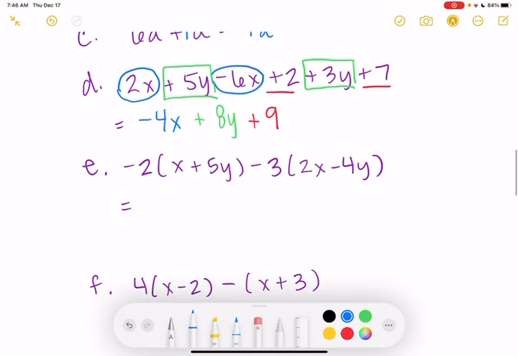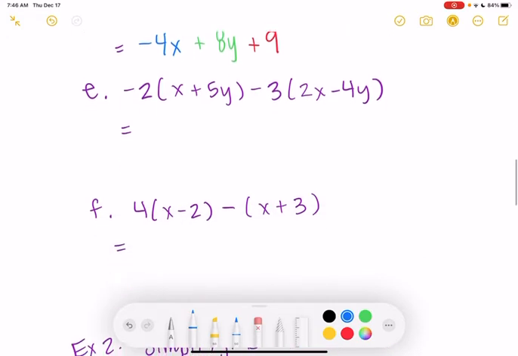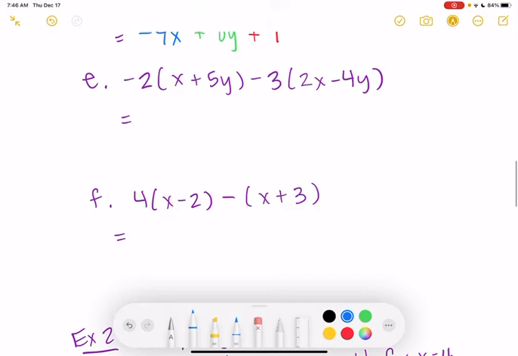All right, so for this next one, I want you to go ahead and try both of these, okay? So I have a -2 times the quantity x plus 5y minus a 3 times the quantity 2x minus 4y. So go ahead and distribute that -2 and the -3 and then combine like terms. And then for the next one, I have 4 times the quantity x minus 2 minus the quantity x plus 3. So go ahead and hit pause, come back when you're ready.